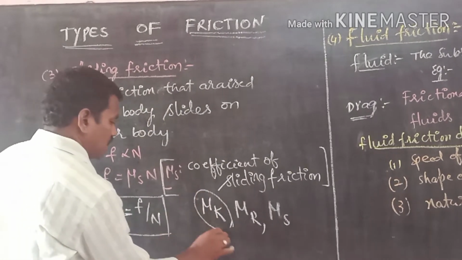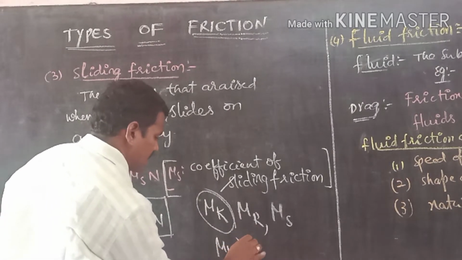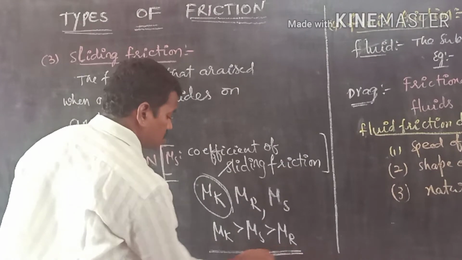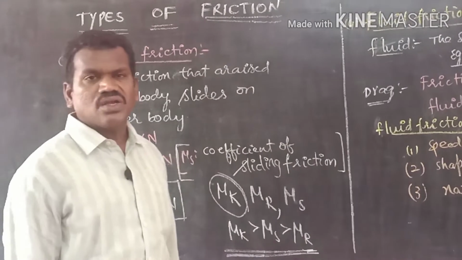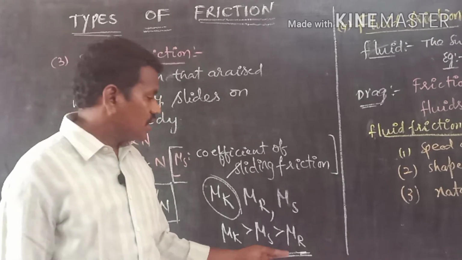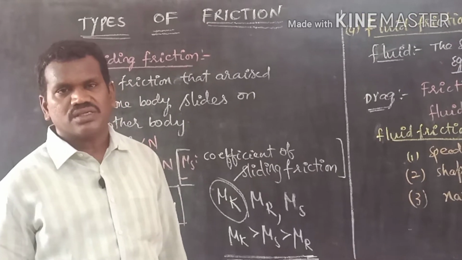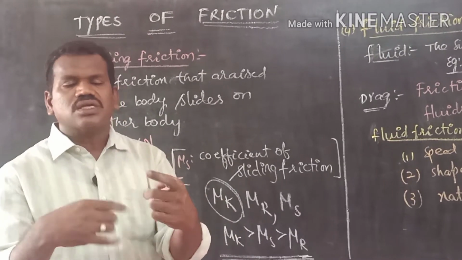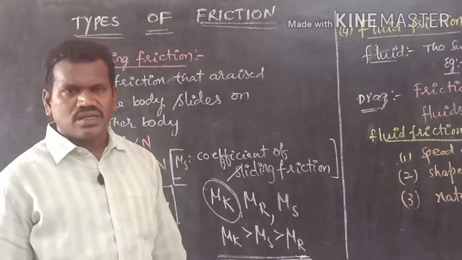Among all these, the friction order is mu K greater than mu S greater than mu R. So among all those, the smallest friction is the coefficient of rolling friction. Why? Because whenever a body rolls over another body, the friction is less. This is the principle we use in the construction of ball bearings. In a ball bearing also, the ball rolls on another object. Again, we may discuss how the ball bearing principle works.